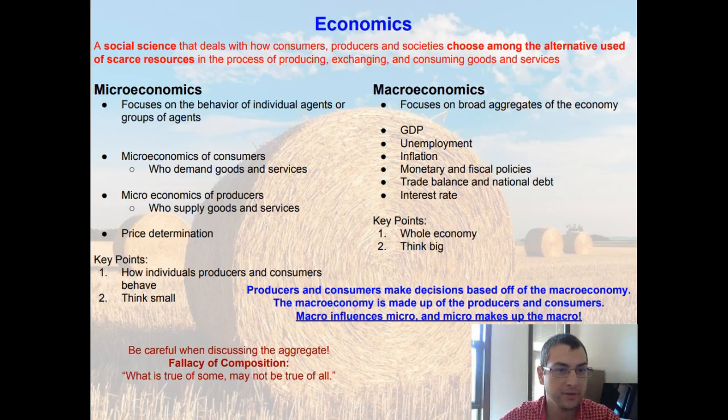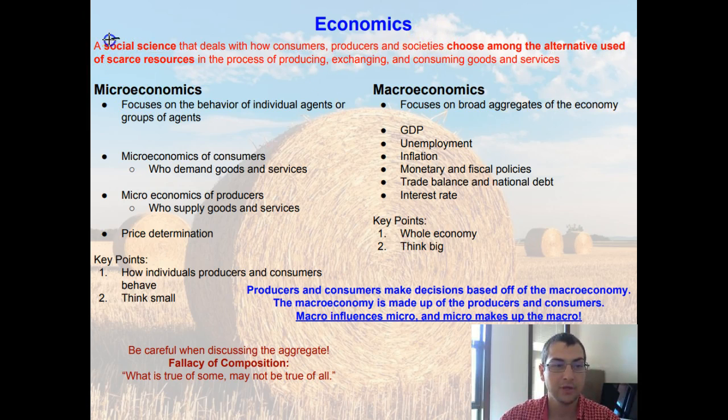So far, we've talked quite a bit about different aspects of economics. Let's go ahead and formally define the term economics. Economics is a social science that deals with how consumers, producers, and societies choose among the alternative use of scarce resources. How are they going to use scarce resources? How are consumers, producers, and societies going to use those scarce resources? And how are they going to use them in the process of producing, exchanging, and consuming goods and services?